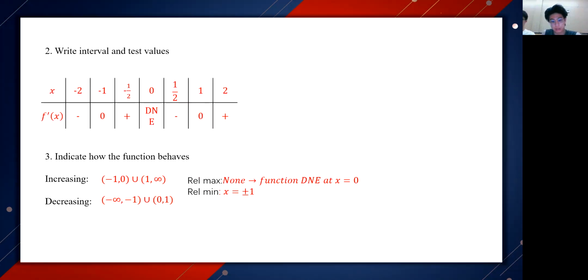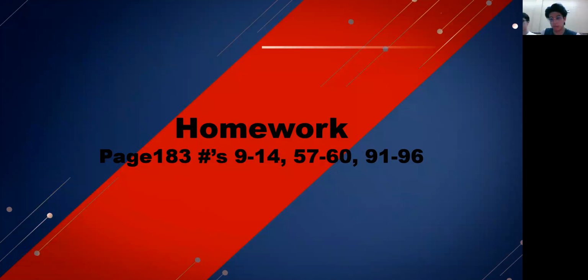Okay, so we got no relative maximum, because the function is DNE at x equals 0, but we got a relative minimum at x equals positive and negative 1, because in this situation, on the left of it, it was decreasing, and on the right it is increasing. So we got a minimum.